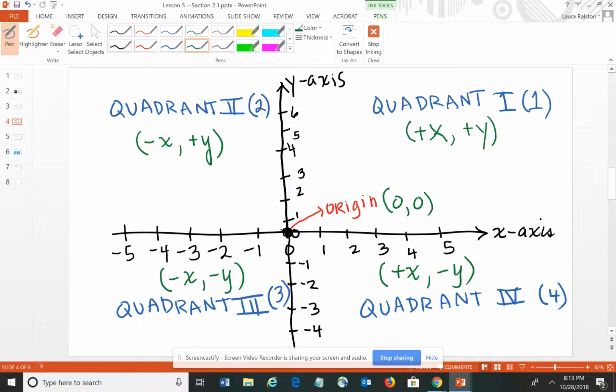Now, sometimes we say we're on the axis. If you end up exactly on the number line, we say we're on either the x-axis or y-axis, depending upon the ordered pair.